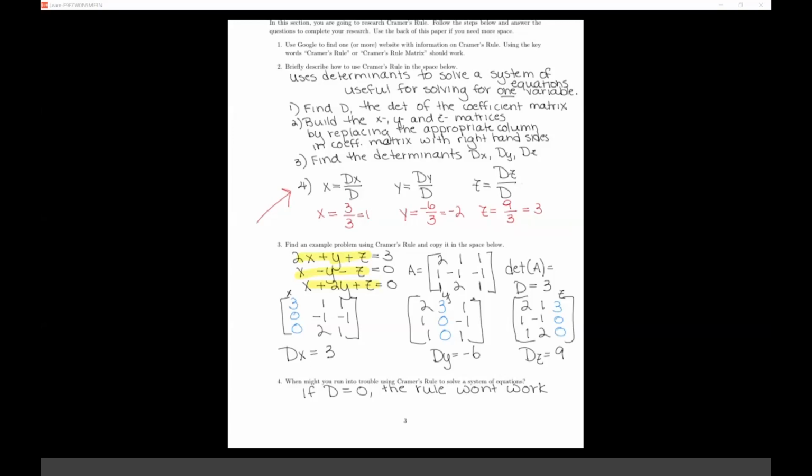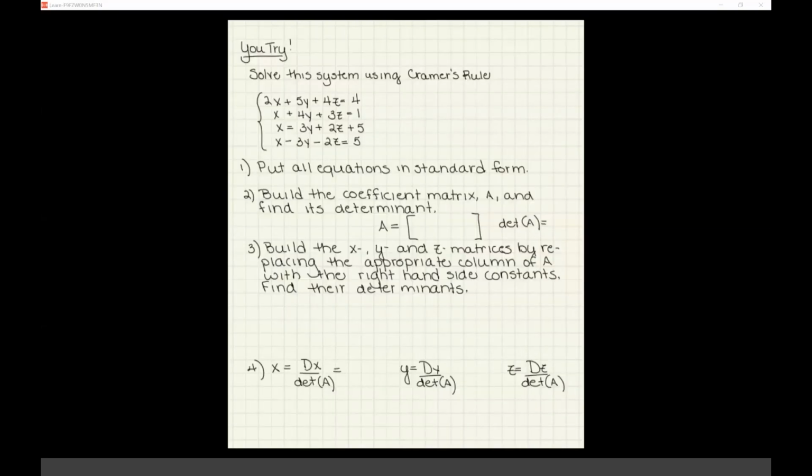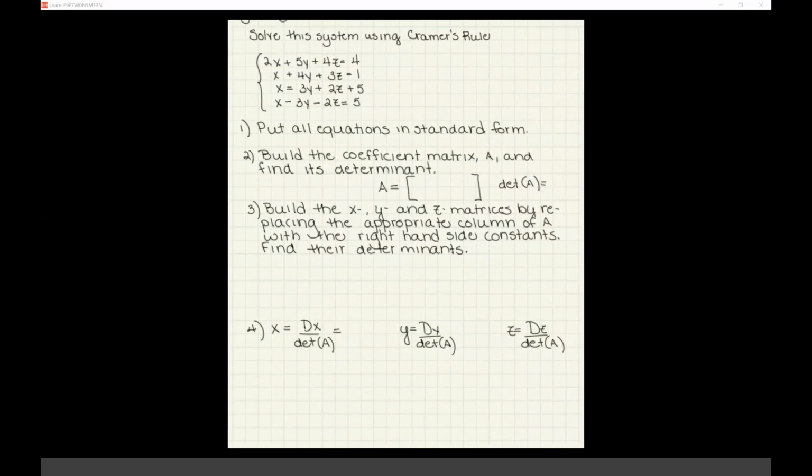So pretty much that's Cramer's rule. I just have one more thing to share with you, and that's a you-try. What I have here is a system of 3 equations in 3 unknowns. And what I need you to do is walk through the steps. I've labeled the steps for you, so you don't have to frantically refer back to your notes if you're taking notes. So here's your system.